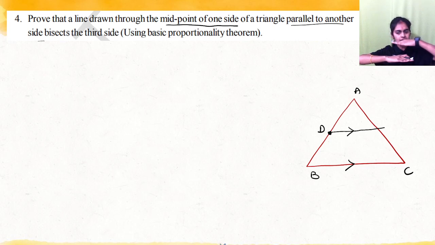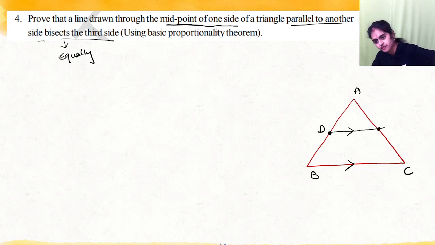So I can say this line is parallel to BC. Okay, so what do I have to prove? It bisects the third side. What is the meaning of bisect? Bisecting means dividing equally. So it will divide equally the third side, which means here it is dividing at this point.